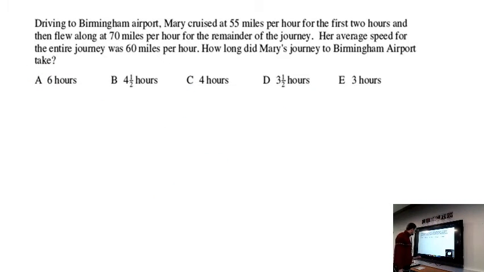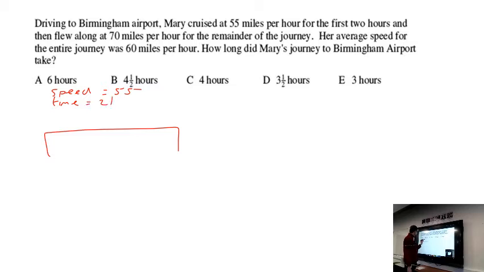Okay, so let's go through it. Let's break it up into two parts. The first part is travelling by car. So speed is equal to 55, and we have time, which is equal to 2 hours, and the distance is equal to speed times time. So 55 multiplied by 2 is 110 miles.